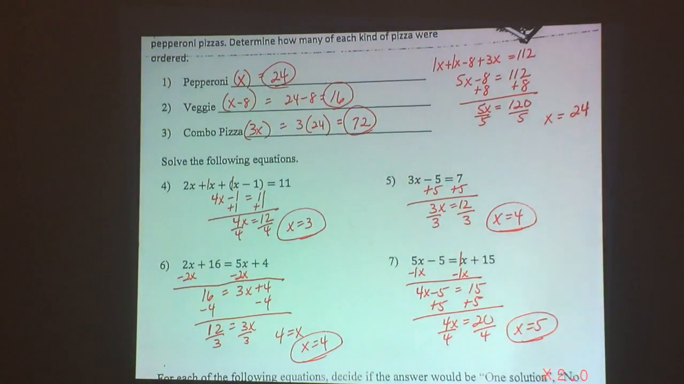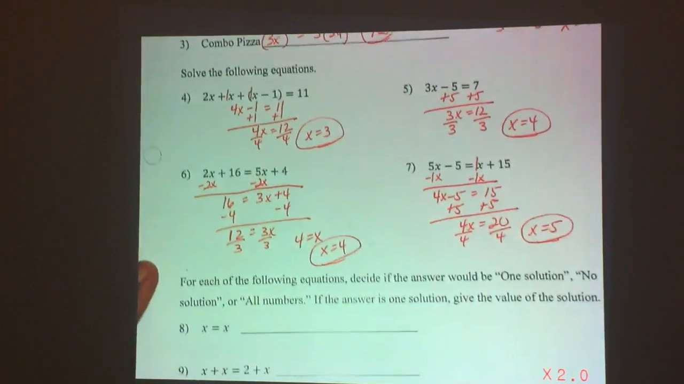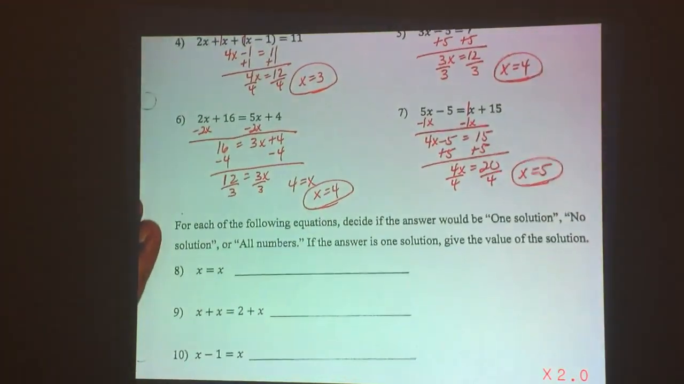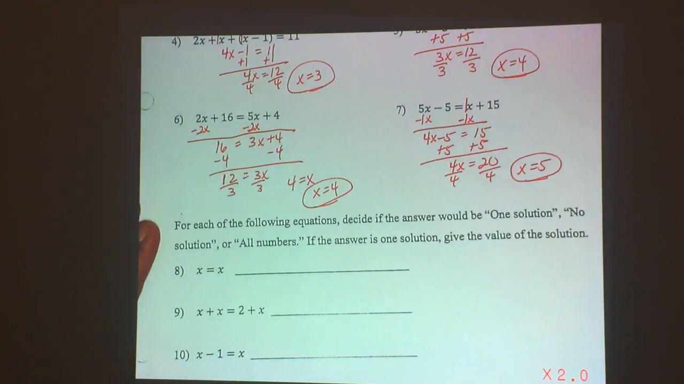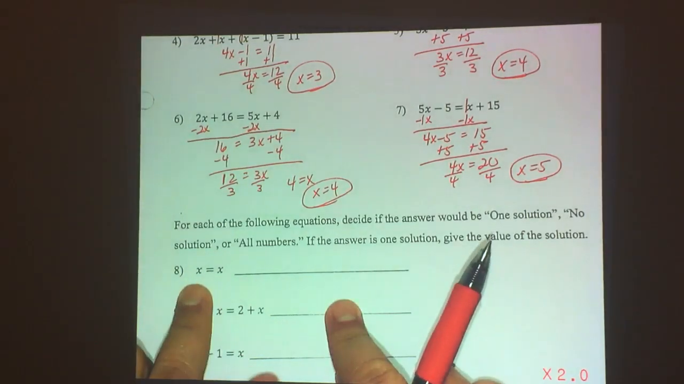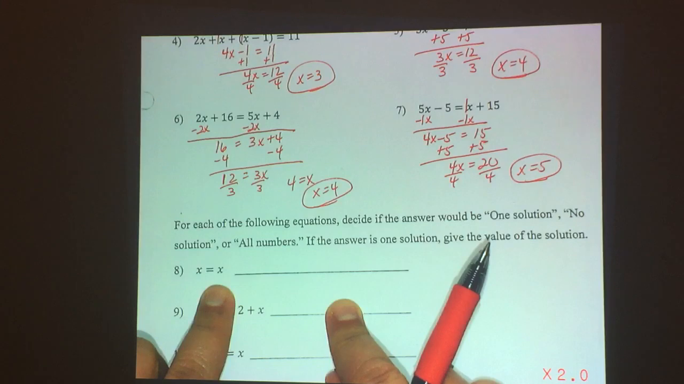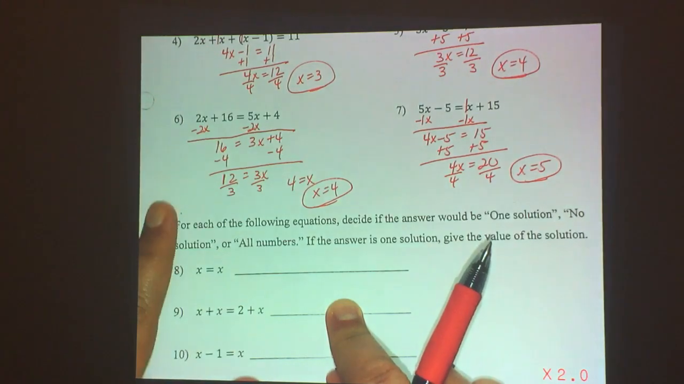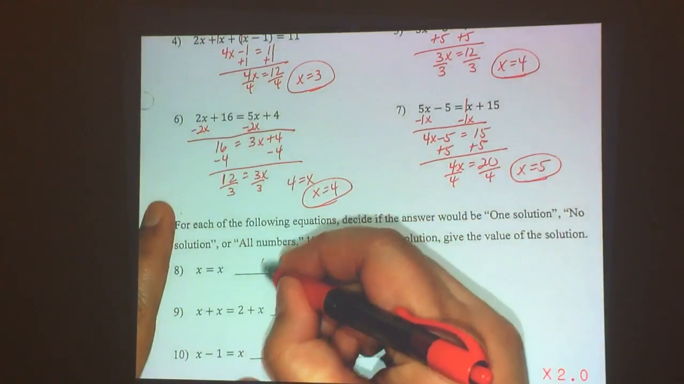Okay. Last 3. These you should recognize from our in class that we did the other day. For each of the following equations, decide if the answer would be 1 solution, no solution, or all numbers. If the answer is 1 solution, then you have to tell me what that 1 answer is. Okay, so the left is x and the right is x. Whatever I put on the left, I also put on the right. That will be true for what? Everybody? All numbers.